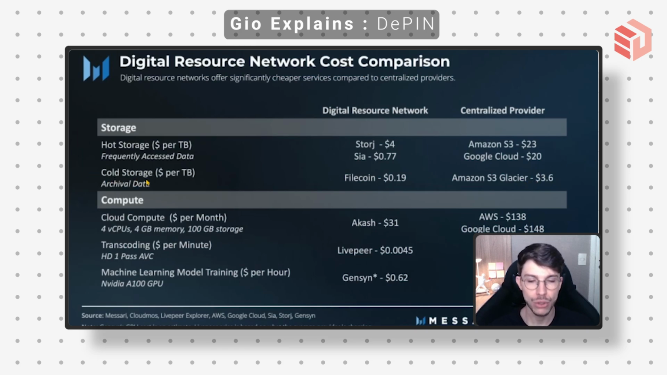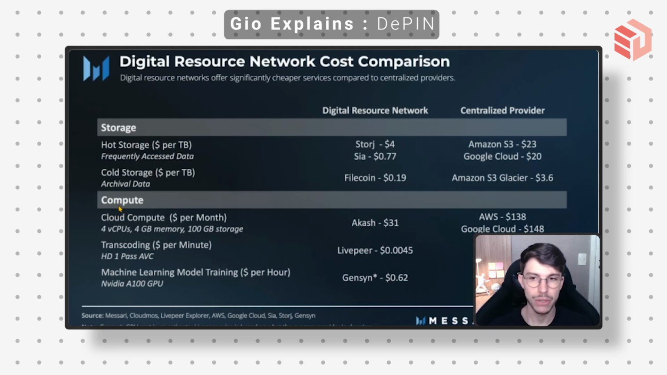If you look into cold storage, for example, Filecoin is offering at 19 cents per terabyte, while Amazon is offering at $3.6. So that's more than 10 times more expensive than what the DePin infrastructure is able to provide.